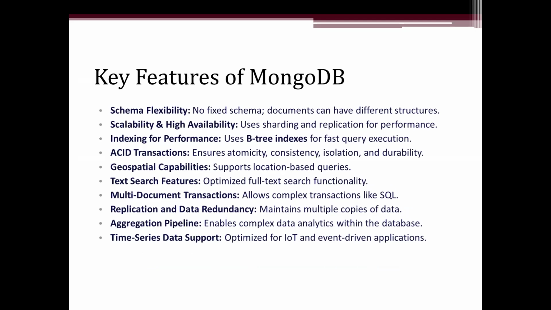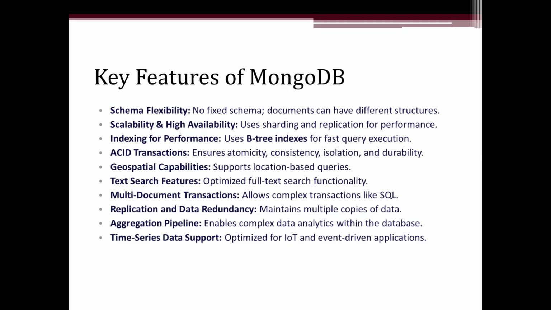The key features of MongoDB include the following. It has no fixed schema and documents can have different structures. So it can very well be used in resume parsing projects like mine because it has schema flexibility. It has high scalability and high availability because it uses sharding. It uses indexing for performance, so it uses B-tree indexes.